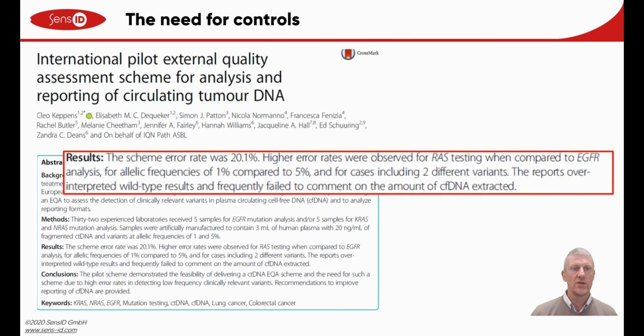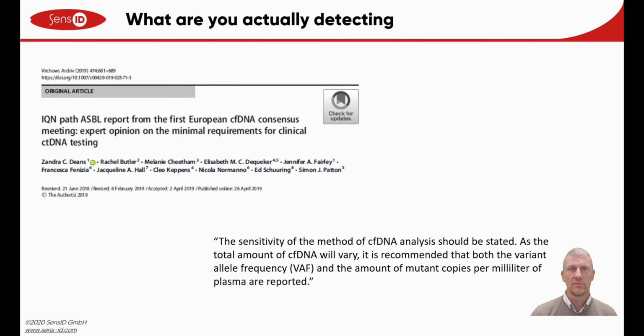Here is a collaboration of 4 different scheme providers, IQN, NPAF, ASBL, and they ran a study for the analysis and reporting of circulating tumor DNA. The scheme error rate was 20%. 1 out of 5 did not report correctly.